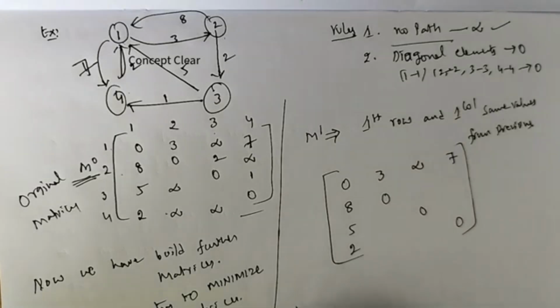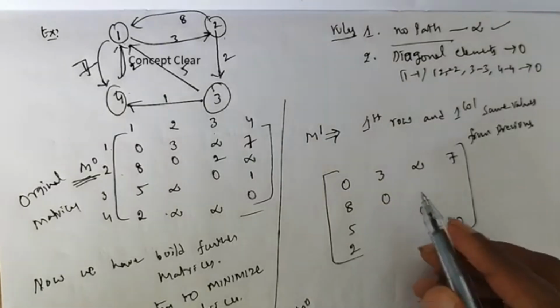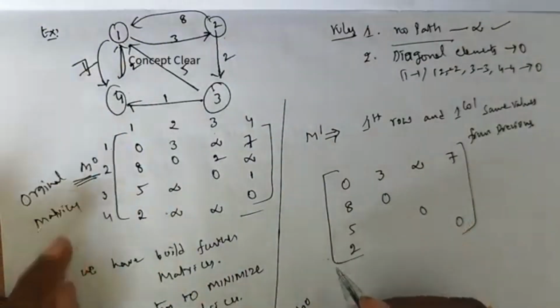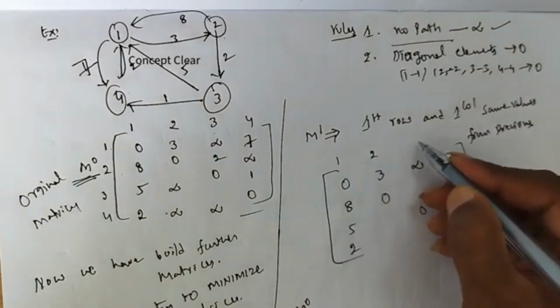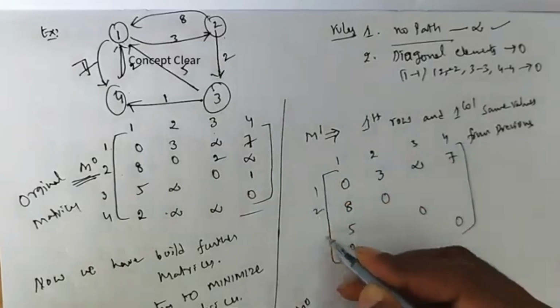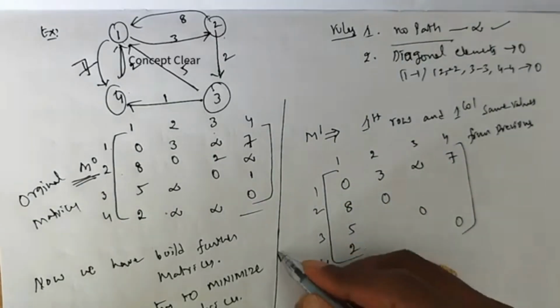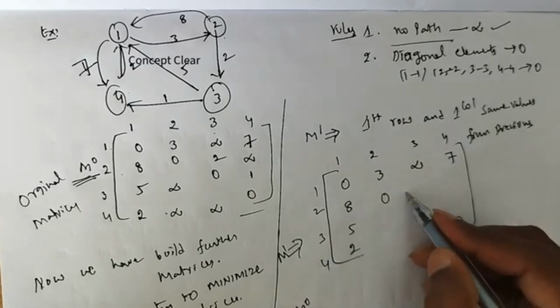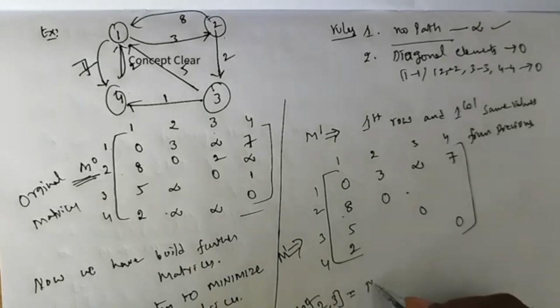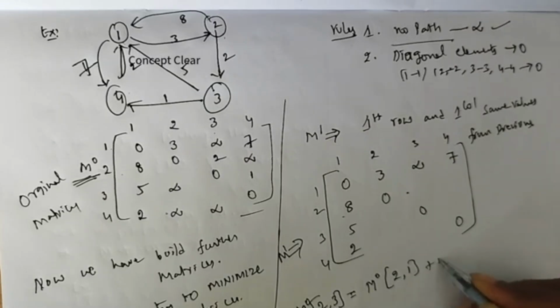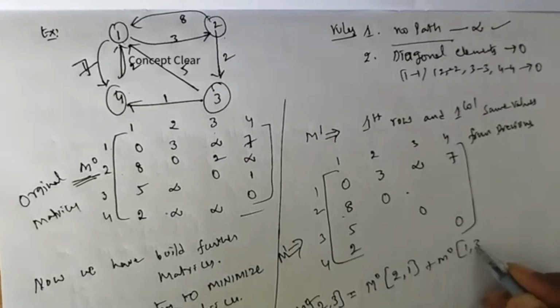Here I am taking M of 0; we have to take the previous value. I will find out. This is 1, 2, 3, 4 and 1, 2, 3, 4, the M1 matrix. Here we have to find out M of 2, 3. What is the value? 2 to 3 means we have to take M of 2 to 1 plus M of 1 to 3.